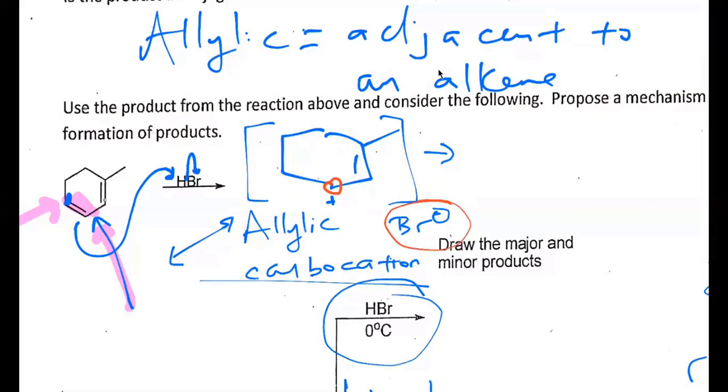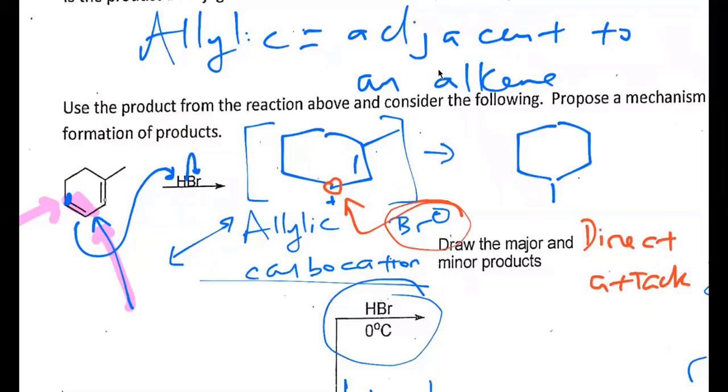So let's do the direct attack first. What would that look like? It'll go where the plus line is. It'll go right here. Is that right? So that product is going to look like this, right? Where bromine is here. This alkene didn't get touched, and then the methyl group is still there. So that's what we call 1-2 attack or direct attack. Is that right?